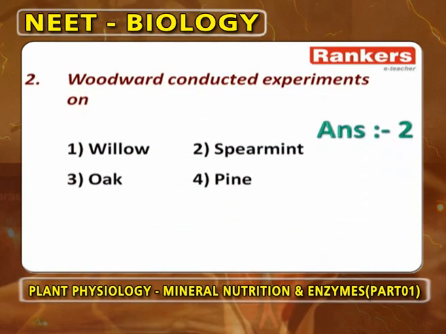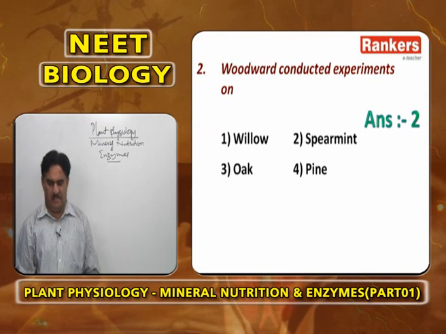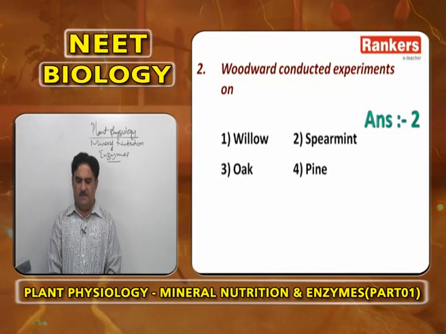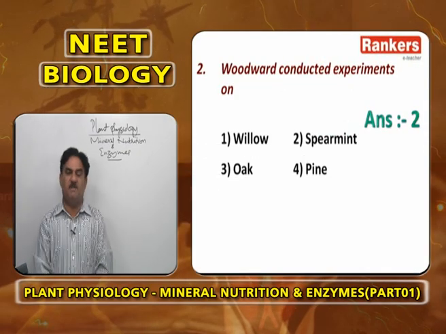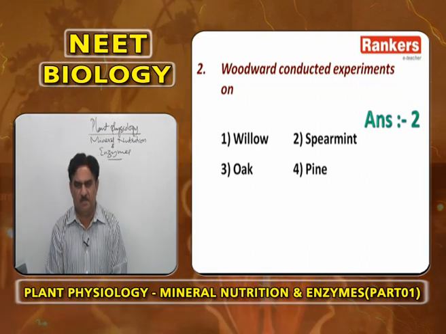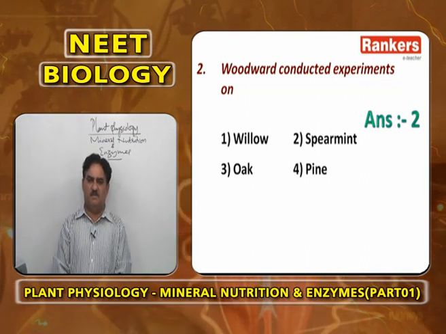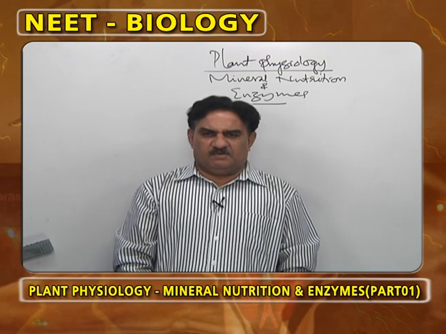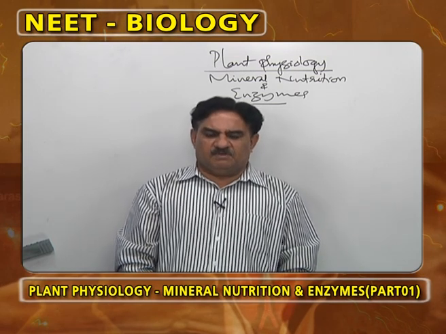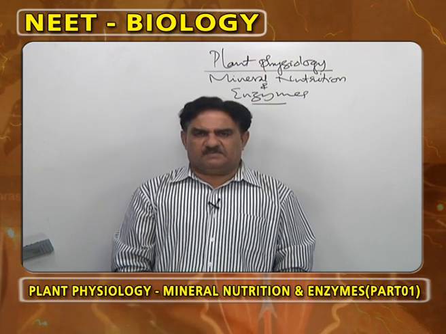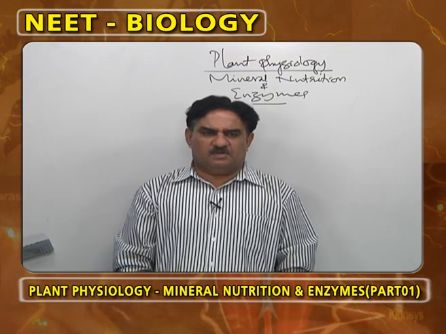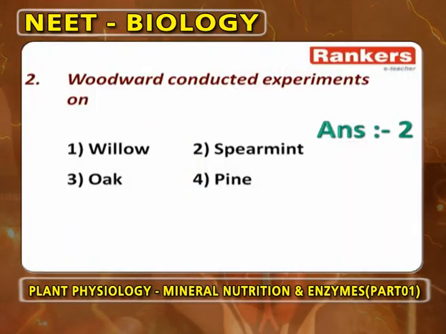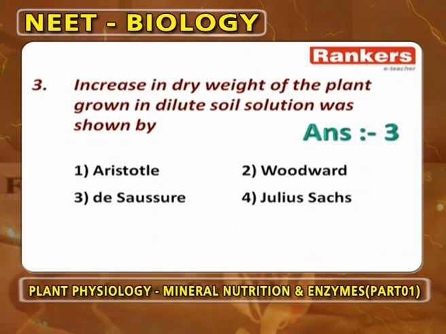Next, Woodward conducted experiments on which plant? Just now I explained, Woodward conducted experiments on spearmint plants. He took three vessels: in one he kept rainwater, in another water from the Thames River, and in the third water from the soil extract of Hyde Park. Spearmint plants did not grow well in rainwater, grew a little in Thames water, but very well in soil extract water, proving that soil provides not only water but also many mineral ions for the growth of the plant. So Woodward conducted experiments on spearmint plants.